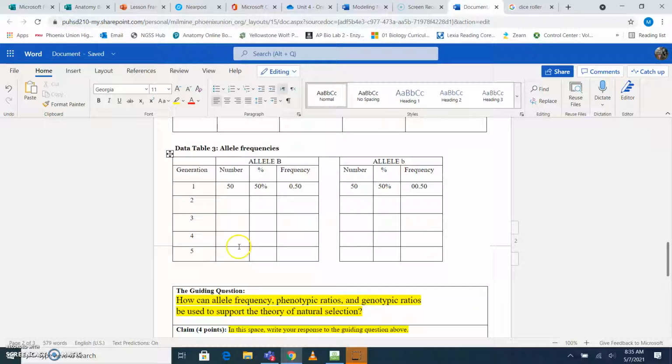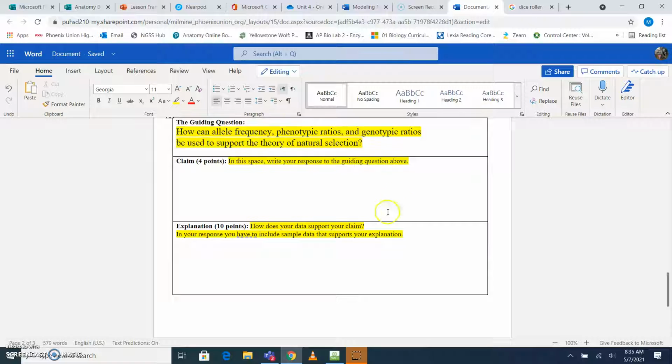We'll also do a couple with the allele frequencies as well, and you also will need to use this data to explain to me how allele frequency, phenotypic ratios, and genotypic ratios support the theory of evolution. So you'll need to use your data collected to complete this section.